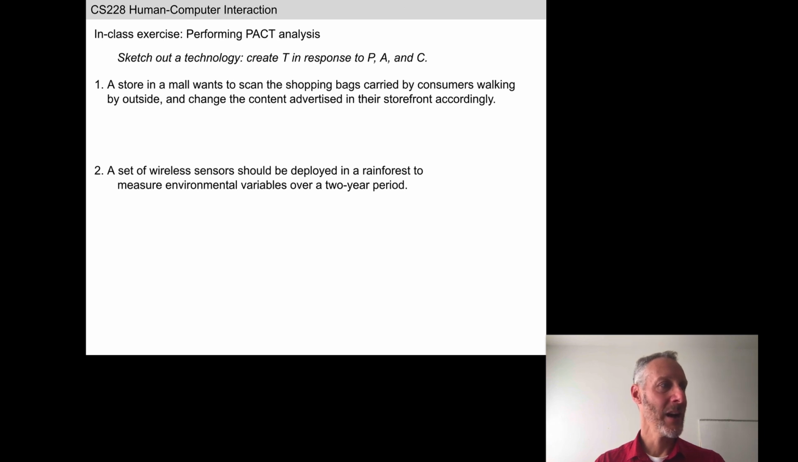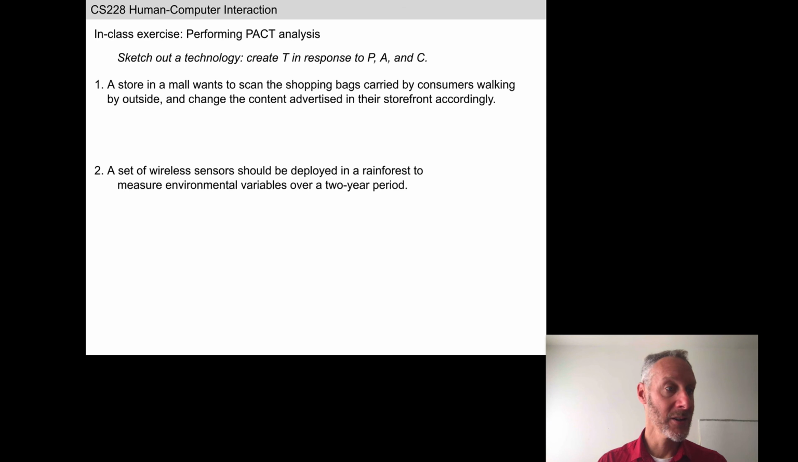Robert mentioned in the case of the mall technology, this would be an intrusive technology on the public as these bags are unwillingly being searched through. Exactly. So are the people carrying the bags stakeholders or users? Did they agree to this?